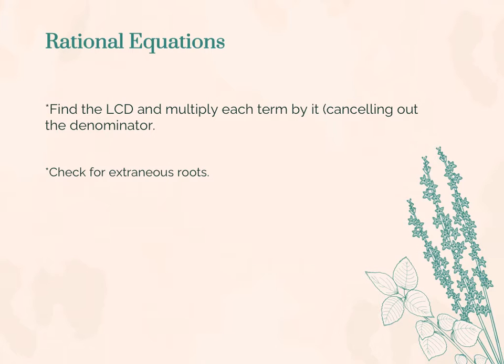We find the least common denominator, we multiply each term by it, we cancel out the denominator, and then we check for extraneous roots on these. Remember, this is where we have to plug that denominator back in and make sure it's not going to give me 0 at the end, okay?